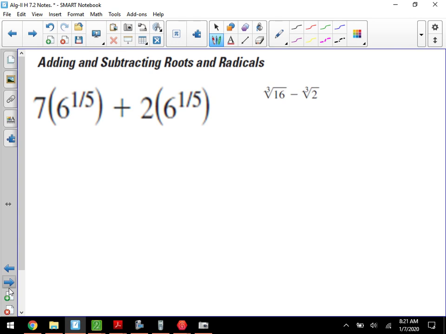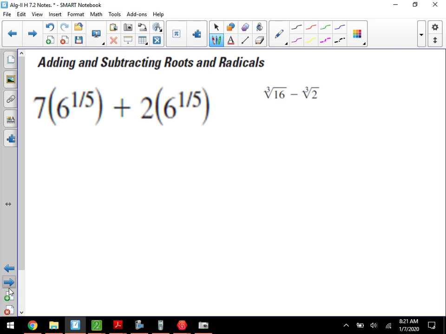So basically what we're going to do. What do you think you're going to do? Inside the parentheses, same number. It's like square roots, right? So you can just add them together. They have the same. Correct. You can just add them, which is 9.